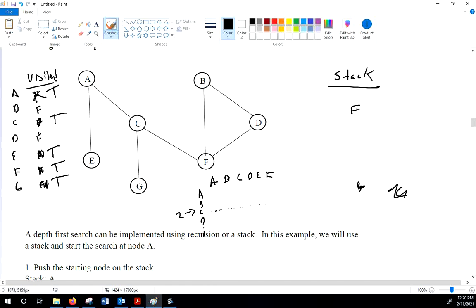And we'll be adding to our stack B and D. And then we'll pop D off the stack and visit it. Nothing to add that we haven't already visited. We might try and add B again, but we've already visited it. And then lastly, we'll pop B off the stack, and that will be visiting all of them. And that completes our search.